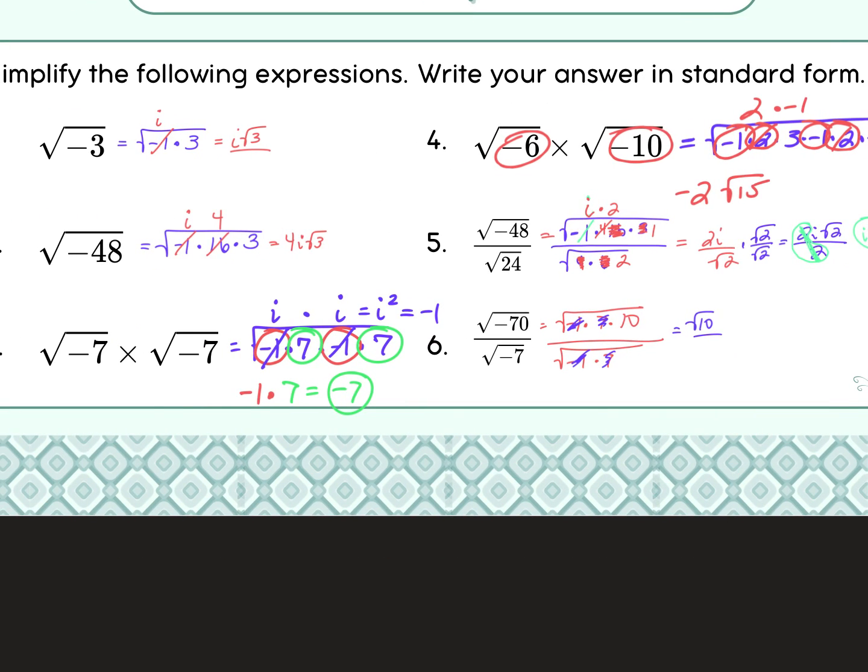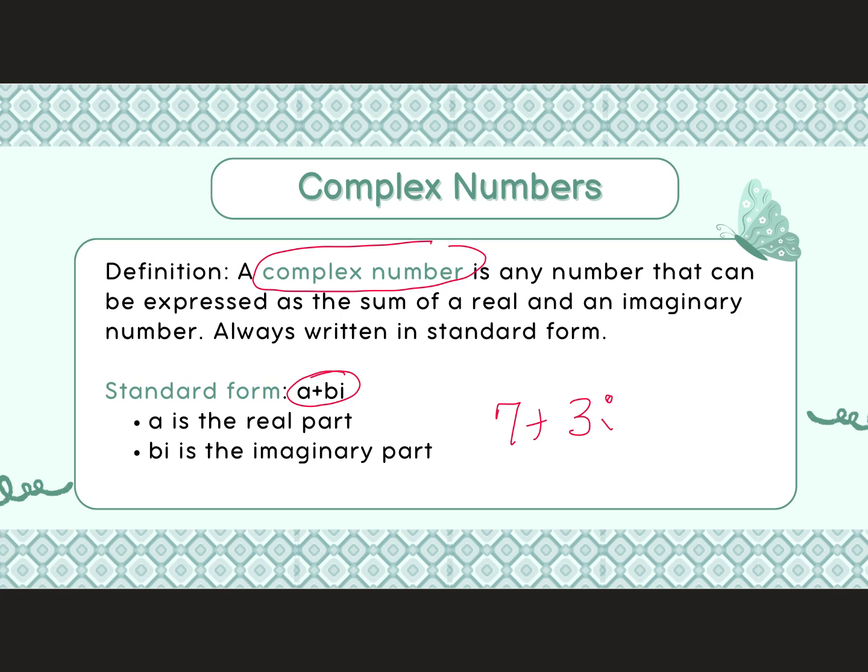So now we're going to talk about the next step. Whoops, I forgot to erase that. We're going to talk about something called a complex number. A complex number has two parts. It has a real part and an imaginary part. This is what's called standard form of a complex number. In standard form, a plus bi, a is the real part and bi is the imaginary. How can you tell, looking at 7 plus 3i, what's the real part, what's the imaginary part? 3i. Is what? Imaginary. How do you know that? Because it has an i with it. Very good.